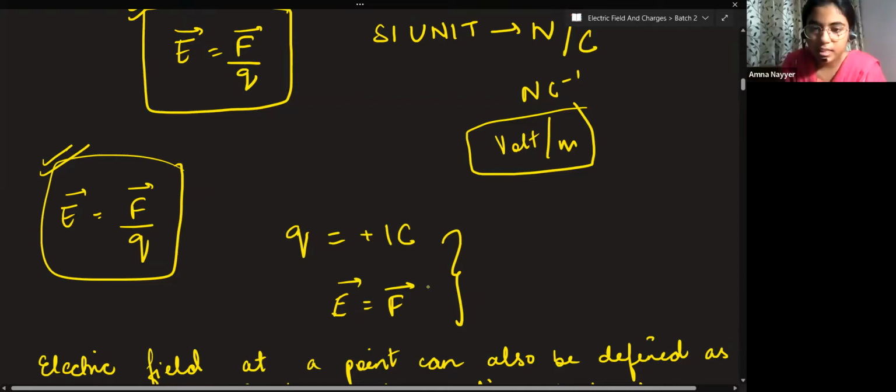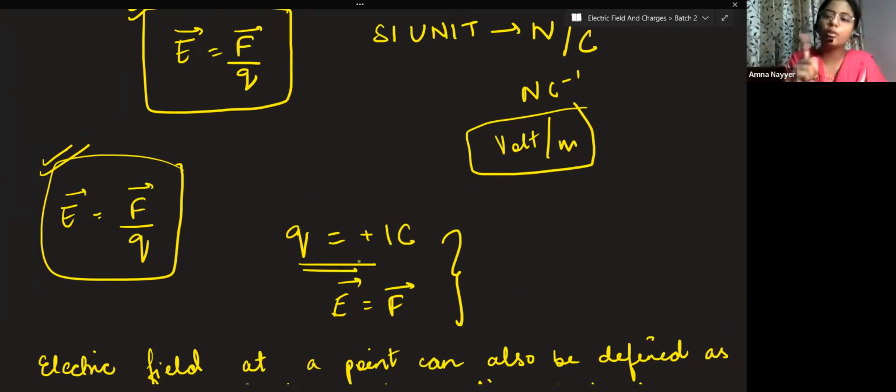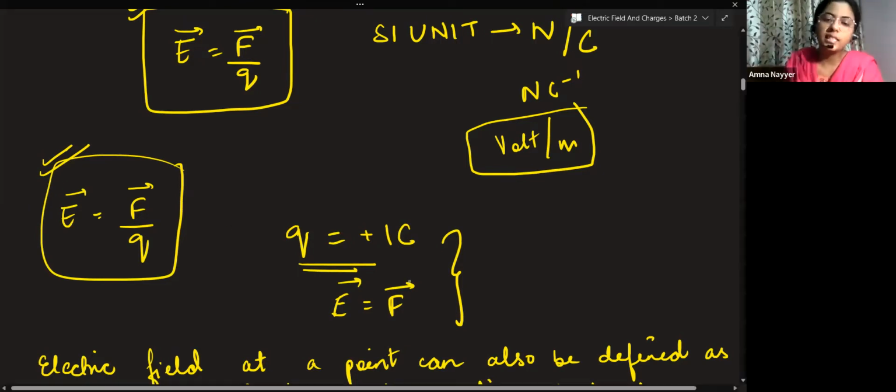So it means what? Electric field is the total force experienced by a unit positive charge. Unless and until I make this charge a unit positive charge, then only electric force will be equal to electric field. If electric field is equal to electric force, this is valid only for a unit positive charge. If you put any other value apart from 1, this relation won't be valid, means E will never be equal to F. E will be somewhat different from F.